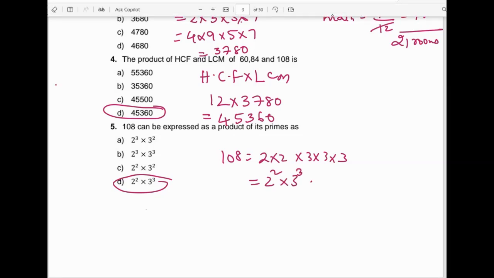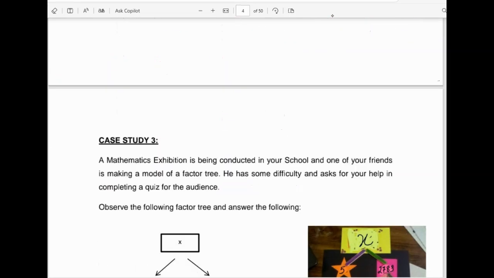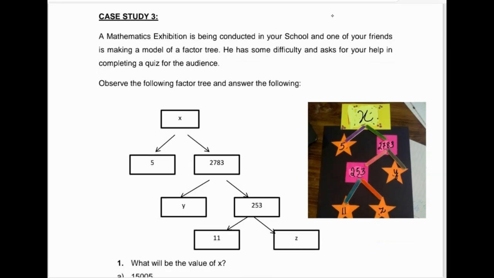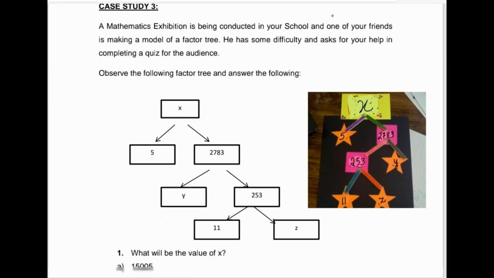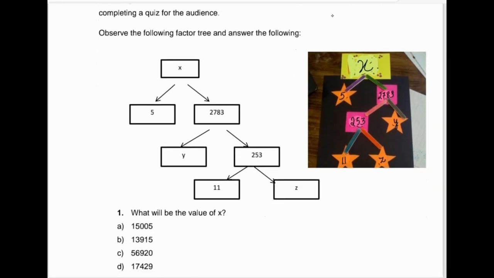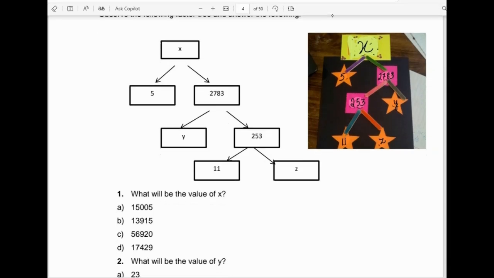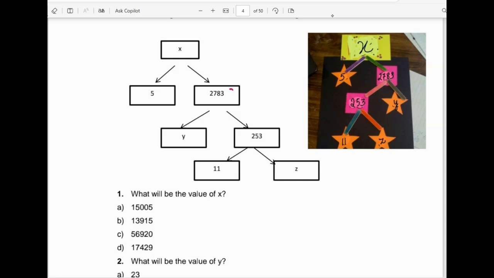Moving with the next question, we have case 3. A mathematics exhibition is being conducted in your school, and one of your friends is making a model of a factor tree. He has some difficulty and asked for your help in completing a quiz for the audience. Observe the following factor tree and answer the following. So what is here? We have to just multiply.